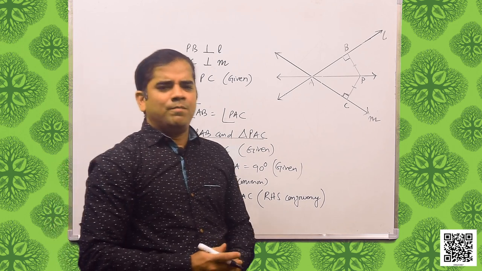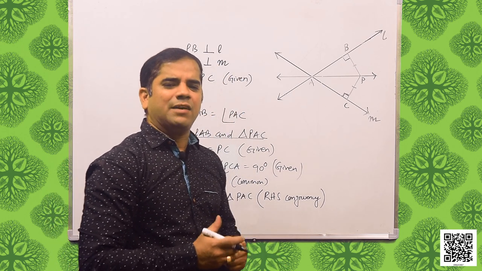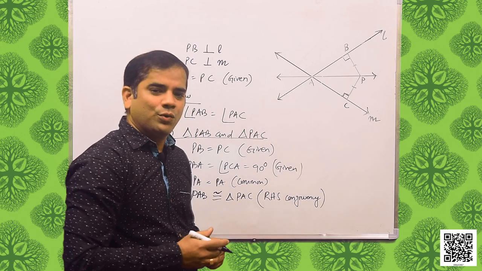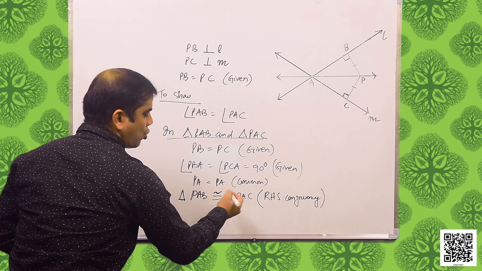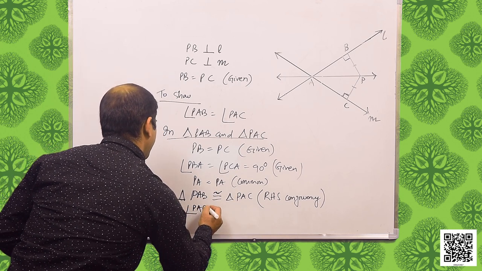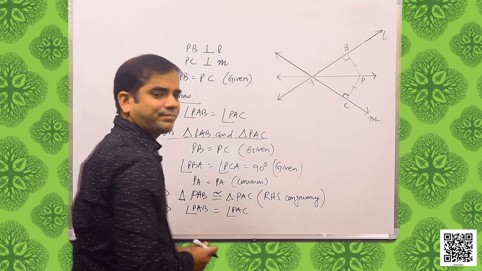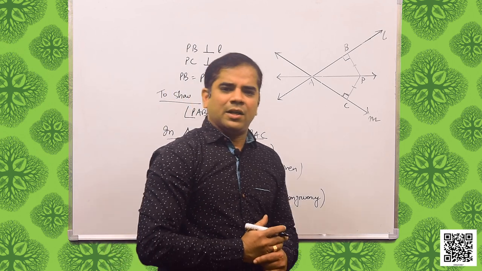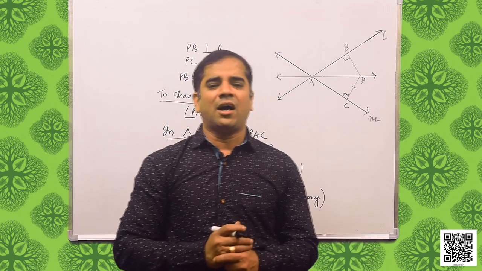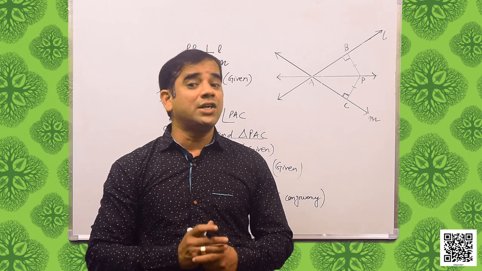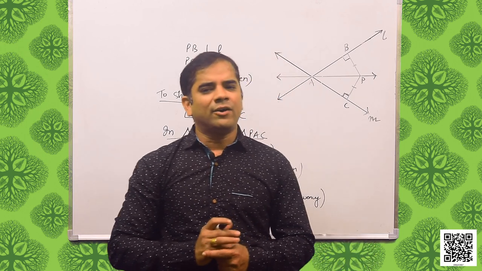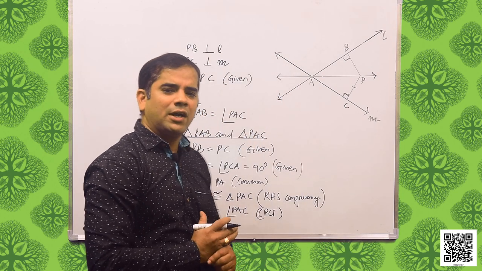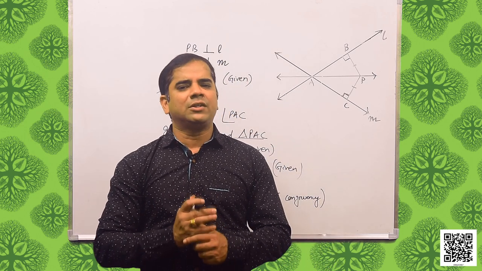Fine. Now, as triangle PAB is congruent to triangle PAC, angle PAB is equal to angle PAC. Why? CPCT. So, we can note that this result is the converse of the result proved in question 5 of exercise 7.1. You can refer question 5 of exercise 7.1 and you can find that this is just the converse of that particular question. Okay? Students, hope you understood these two examples.